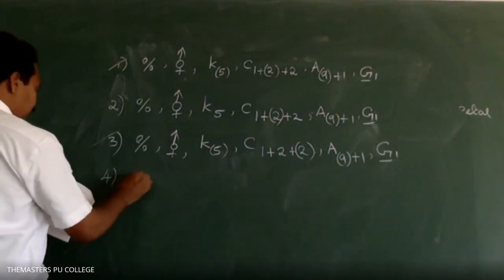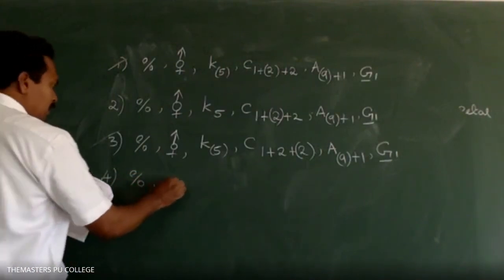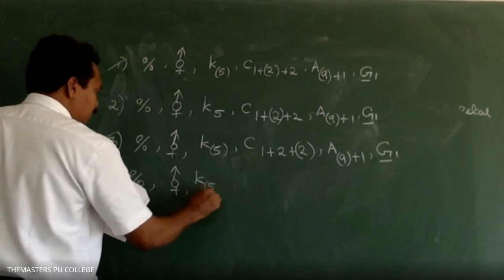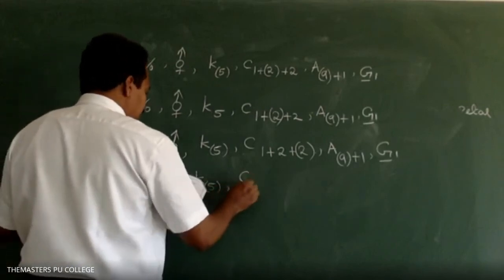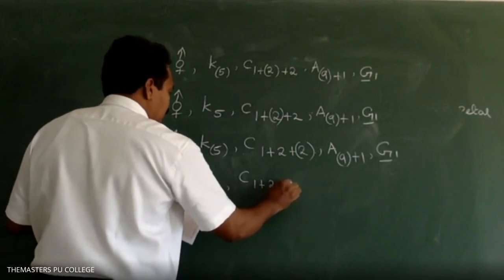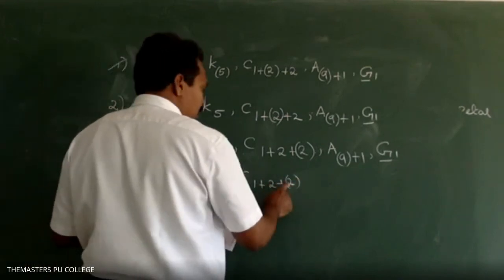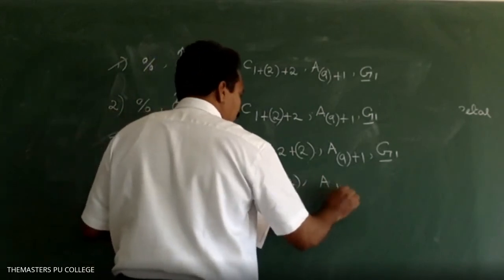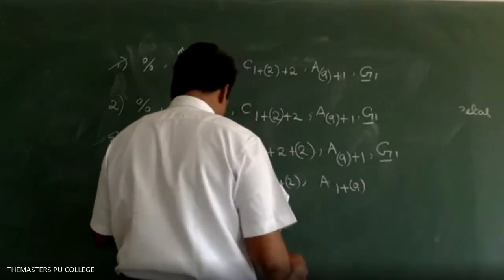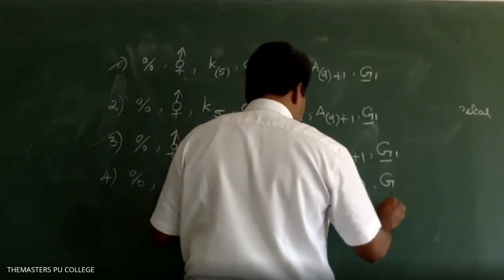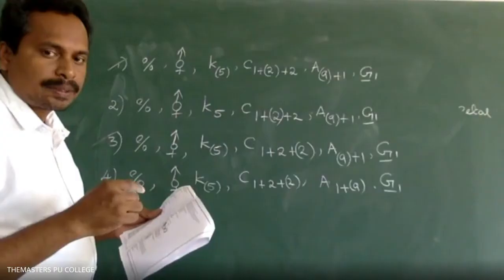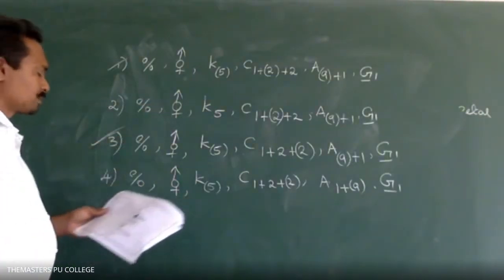Next, the fourth option: flowers are zygomorphic, bisexual. Calyx consists of 5 sepals fused. Corolla consists of 5 petals united, 2 among the 5 are united, fused with each other. Next, androecium 1 plus 9. Gynoecium 1 carpel. What is the answer for this question? Sir, third option, sir. Very good. Option 3 is the correct answer.